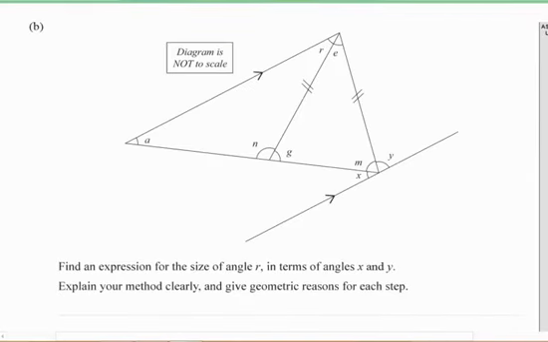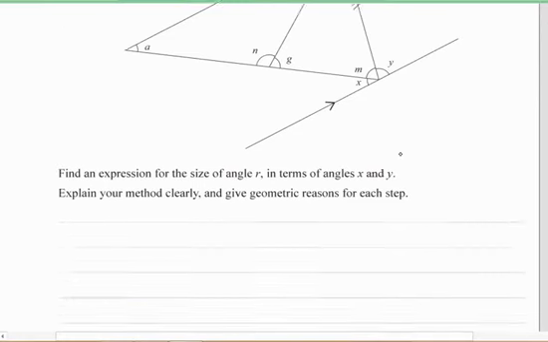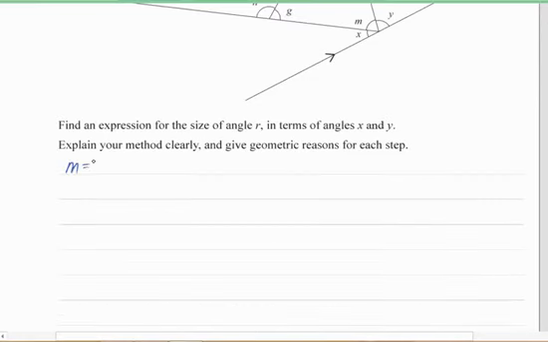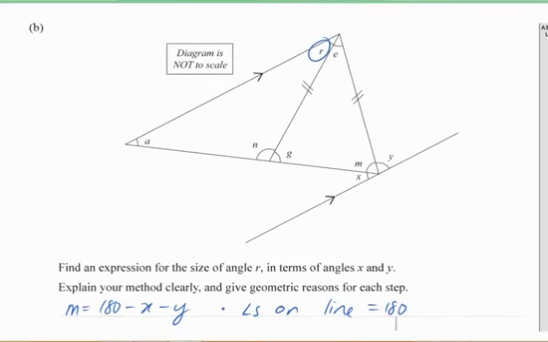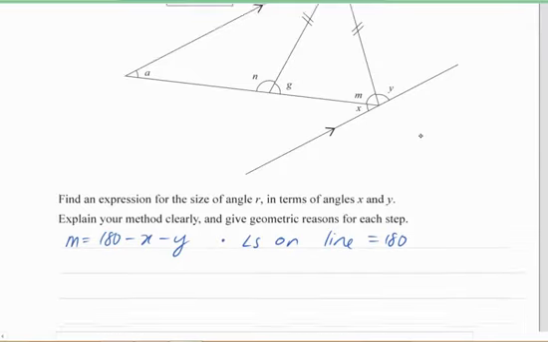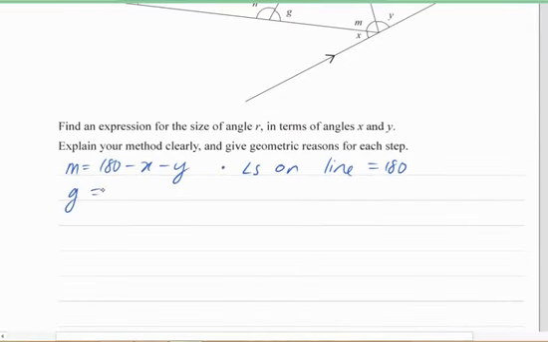Alright, so question B, we're looking for angle R in terms of X and Y. So that means that our answer is not going to have numbers in it, it's only going to have letters in it. So we'll start with M like we did before, and we'll say that M equals 180 minus X minus Y, and that's because of angles on a line equal 180. And like before, G is the same, so G also equals 180 minus X minus Y, and that's because of base angles of an isosceles triangle.